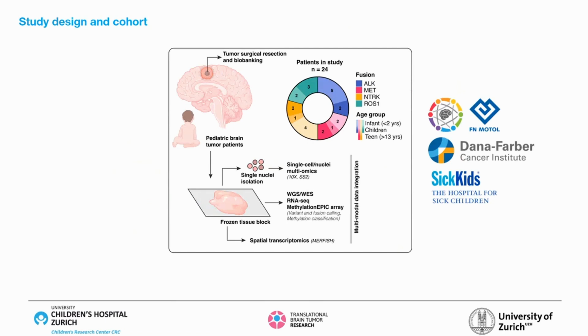Since this tumor entity is very rare, we had to partner with many different institutions around the world to collect specimens, including CBTN, and we are very grateful for this collaboration. We assembled this unique cohort of 24 cases with RTK fusions, 14 of which are infants under the age of 2. We conducted extensive molecular analysis on this cohort using single-nucleus multi-omic ATAC-seq and RNA sequencing, bulk profiling as well, like methylation, RNA sequencing, whole genome sequencing, and also spatial transcriptomics.